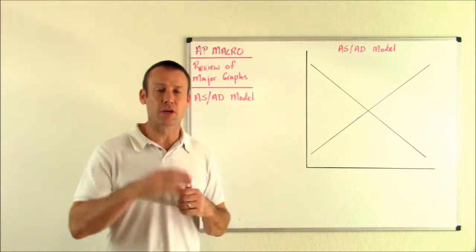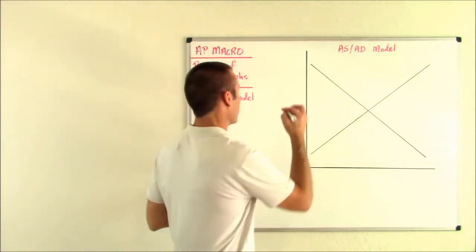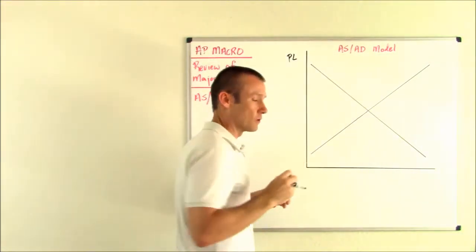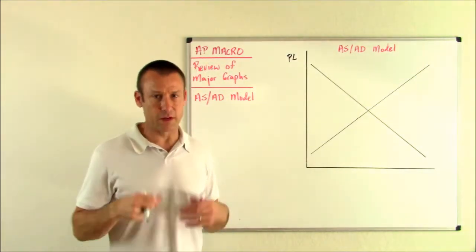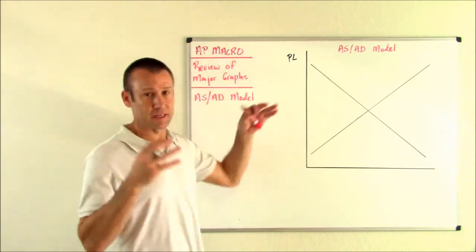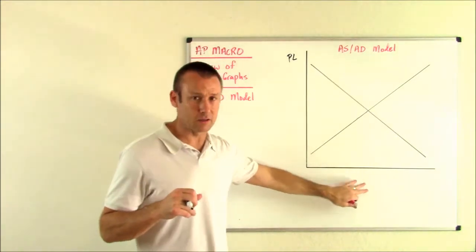And what are those things? Changes in the price level, that's going to be the vertical axis. So let me go ahead and get that labeled, okay? So the price level is the vertical axis. We care a whole lot about that. Price level goes up, that's inflation. Price level goes down, that's deflation. We very much care about stability of the price level. That's the vertical axis. The horizontal axis.